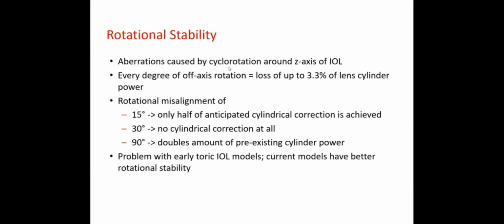The thing about toric lenses is that you need to make sure the alignment is perfect. Any loss of alignment is going to undercorrect the astigmatism. Every degree of off-axis rotation gives you a 3.3% reduction in cylinder power correction. So if you have 15 degrees of misalignment, then almost half of the cylinder correction is gone.